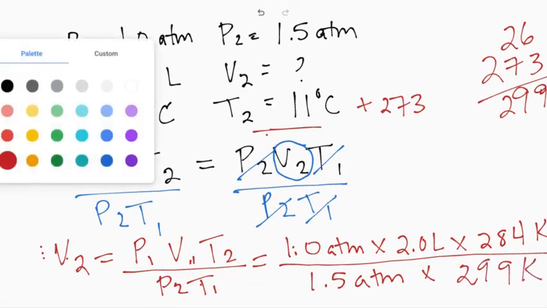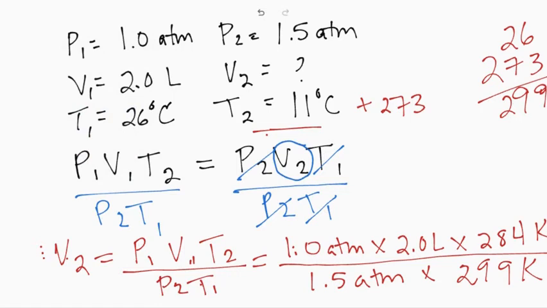Okay, I'm going to switch colors one more time here. I'm going to use this to cancel my units. So I've got atmospheres on the top and on the bottom, and kelvins on the top, kelvins on the bottom. So the only unit I'm left with is liters. And since I'm looking for volume, that's good. So the last step then is to plug this into the calculator.